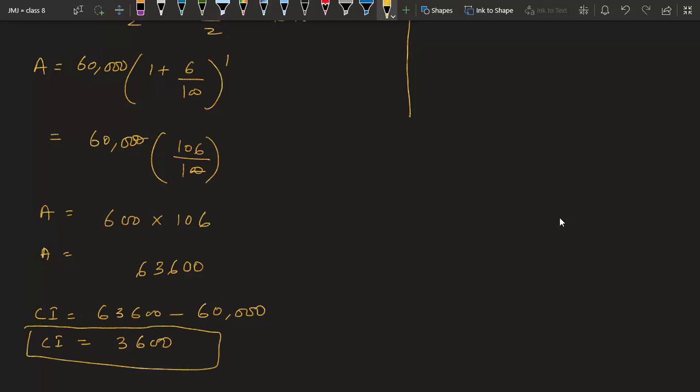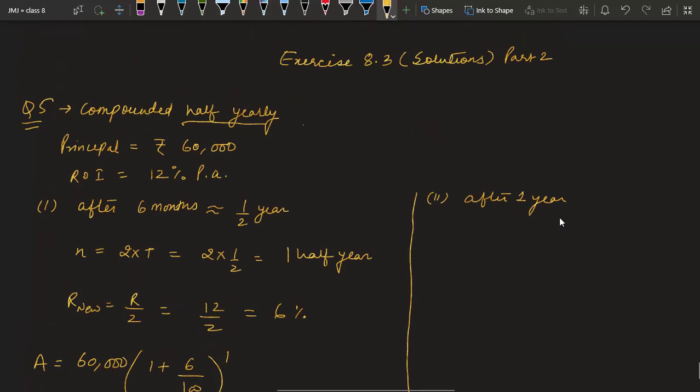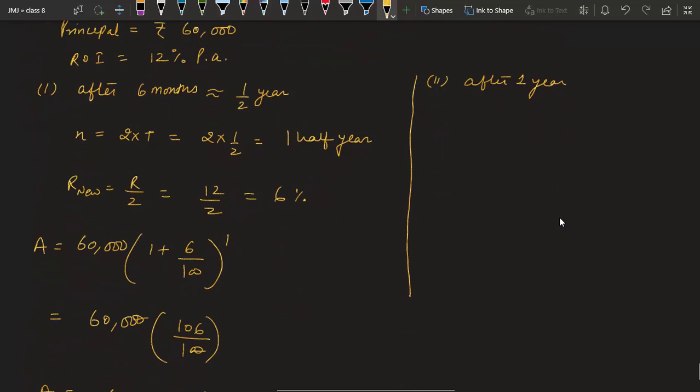Now we have to find for the next case, that is after 1 year. For this case again we will have a new time period. It will become 2 into t, that is 2 into 1 year. It becomes 2 half years. So the value of n is 2. Value of new r is given by previous upon 2 only, that is 6%. Now put in the formula.